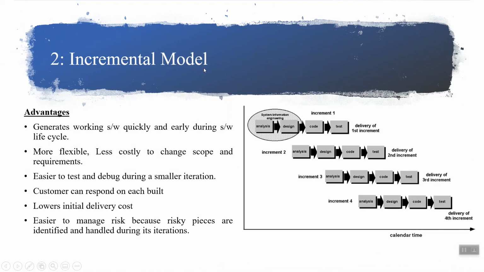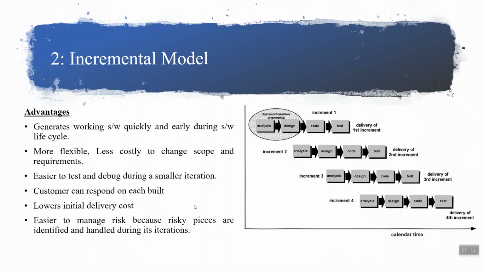Advantages of the incremental model. The first advantage is that it generates working software quickly and early during the software life cycle. It is more flexible and less costly to change scope and requirements. It is easier to test and debug during small iterations. The customer can respond on each build. It also lowers initial delivery cost. It is easier to manage risk because risky pieces are identified and handled during their iterations.